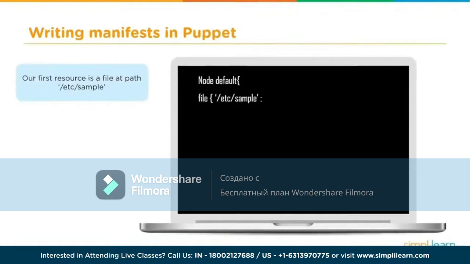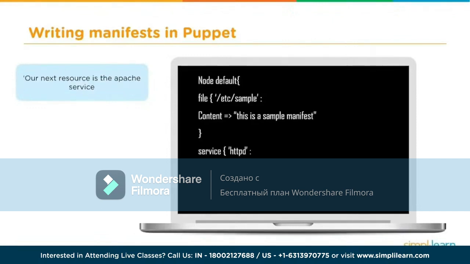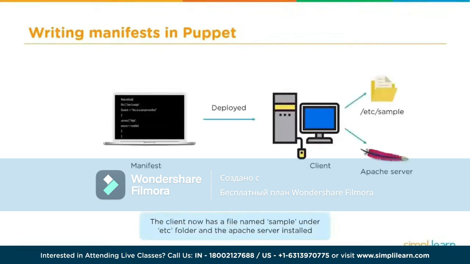So an example would be to create a file path that creates a folder called sample in a main folder called etc. The specified content is written into a file that is then posted into that folder. And then we're going to say we want to be able to trigger an Apache service, and then ensure that that Apache service is installed on a node. So we write the manifest and we deploy it to a client machine. On that client machine, a new folder will be created with a file in that folder, and an Apache server will be installed. You can do this to any machine and you'll have exactly the same results on those machines.